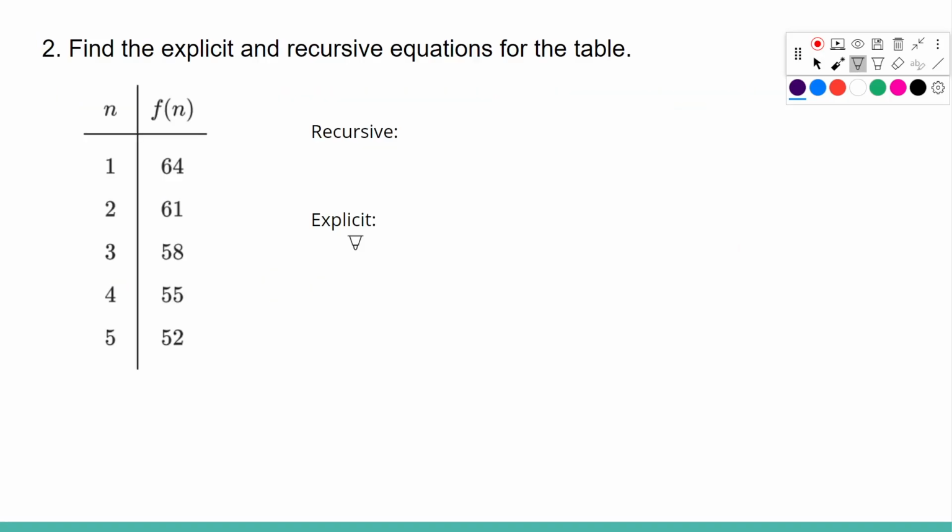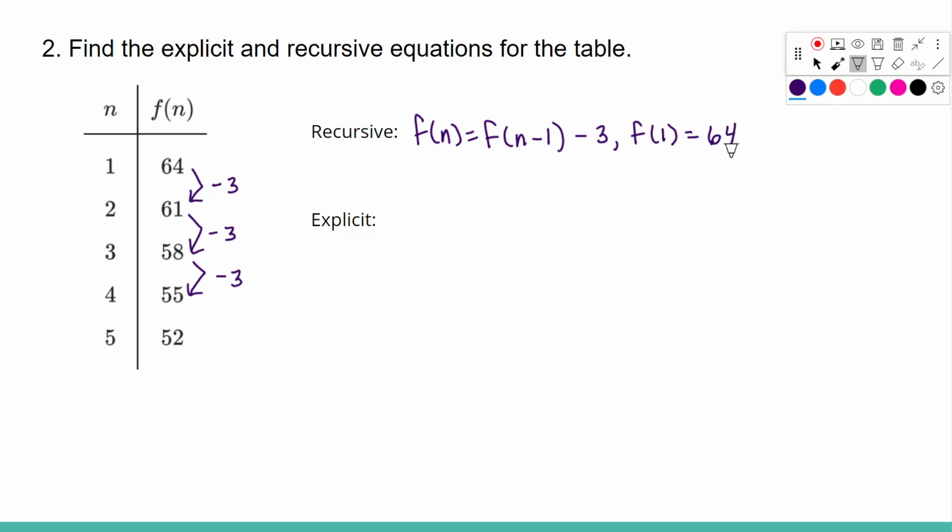Number 2, we're writing explicit and recursive equations for the table. I see that my inputs are increasing by 1, so it's a matter of checking to see what's happening to my outputs. And I see here that my outputs are decreasing by 3. So that makes this an arithmetic sequence. So the recursive equation, remember recursive always starts f(n) = f(n - 1). We are subtracting 3 each time, and we begin at f(1) = 64.